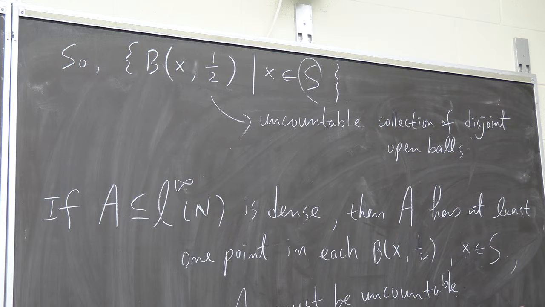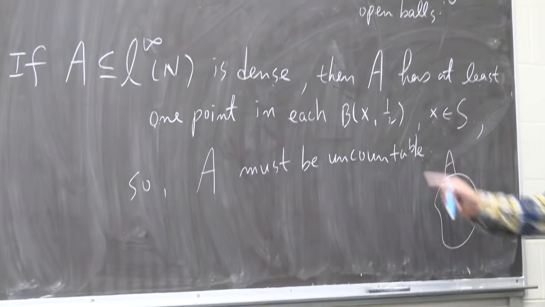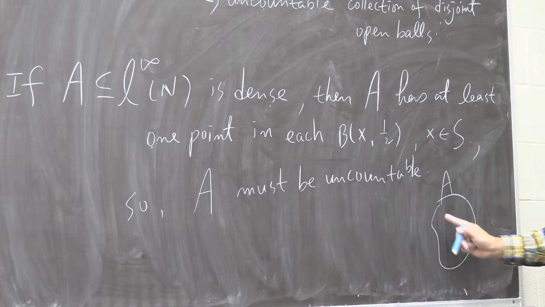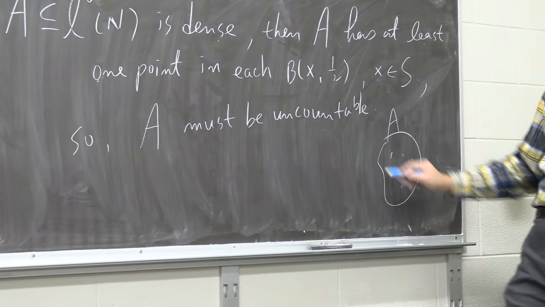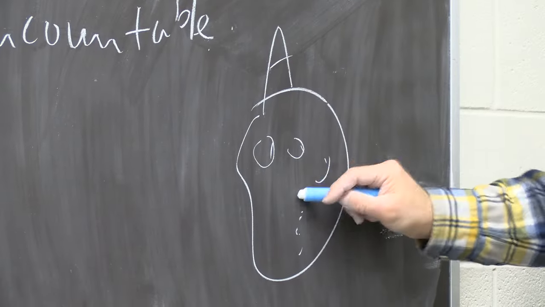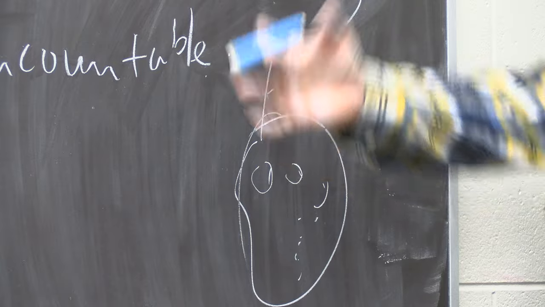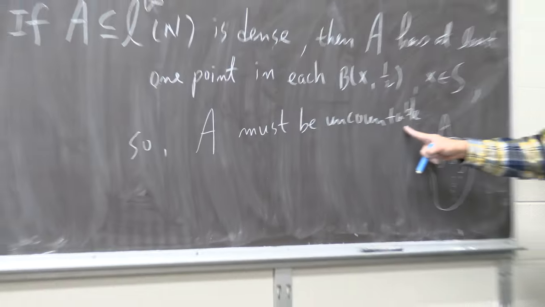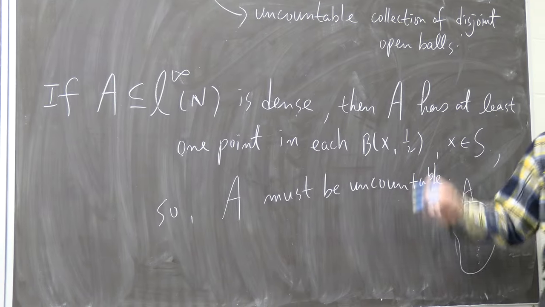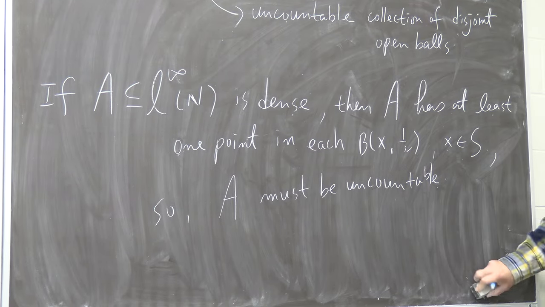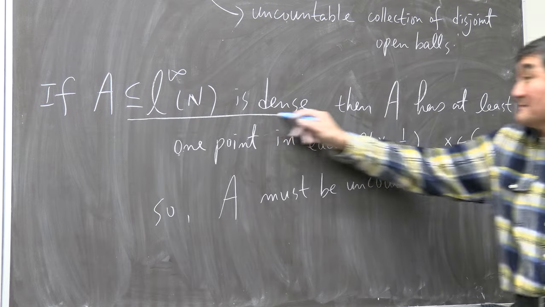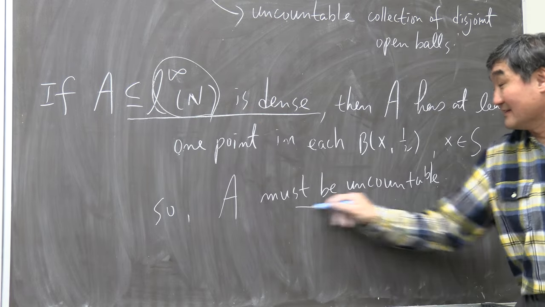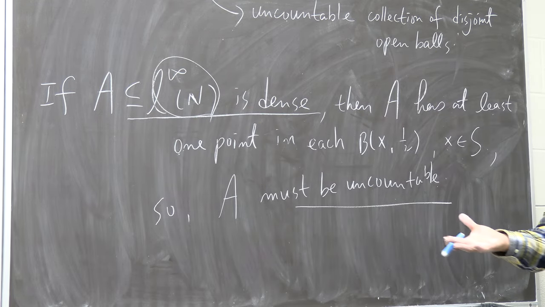You understand what I mean? Here is a subset A. But this subset A must contain at least one point in each open ball. But we have uncountably many disjoint open balls, right? Then there is no other choice for the subset A. The subset A must be an uncountable subset as well. So what did we claim here? Any dense subset of L infinity is uncountable. That was what we claimed.